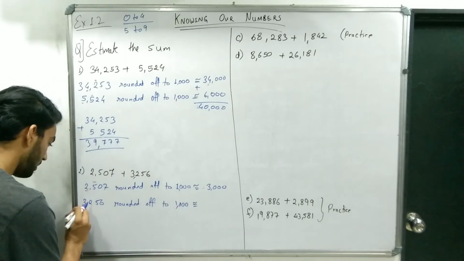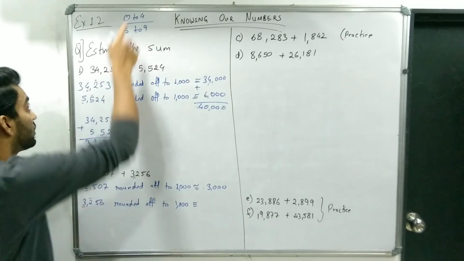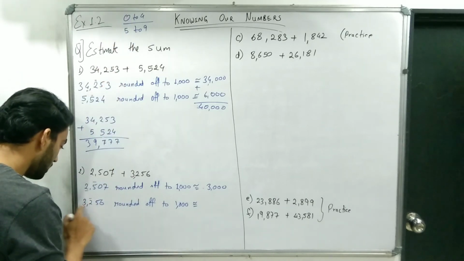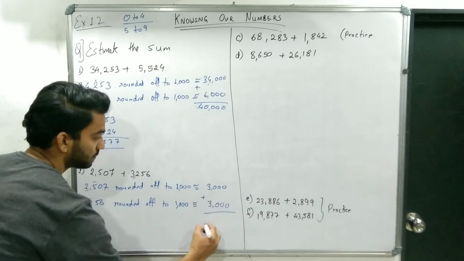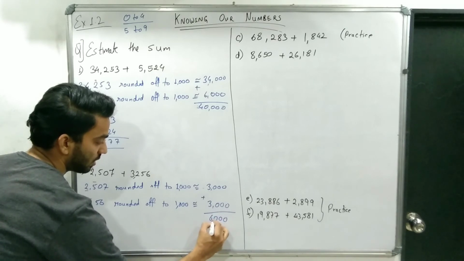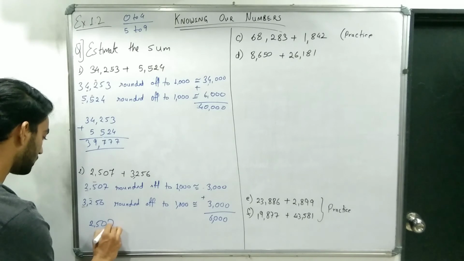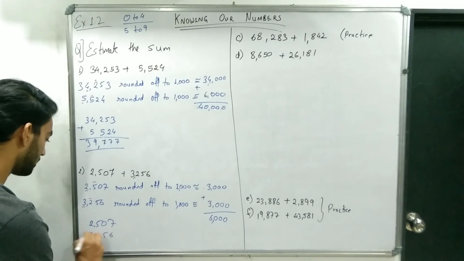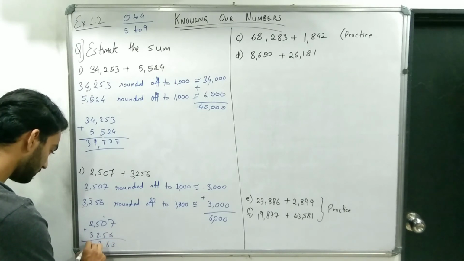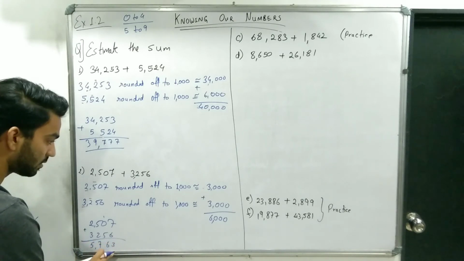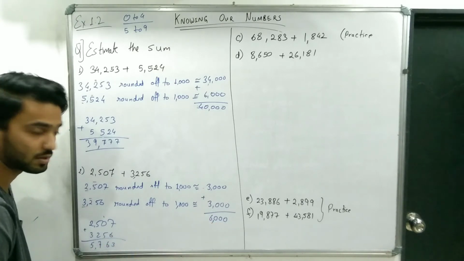So this is the number, 2 is in the first group, so there will be no change here. It will become 3000, and then the sum is 6000. Now the actual addition we can see: 2507 plus 3256 is 5763, and this is 6000, which is close. Somewhere 250 is the difference, 240.